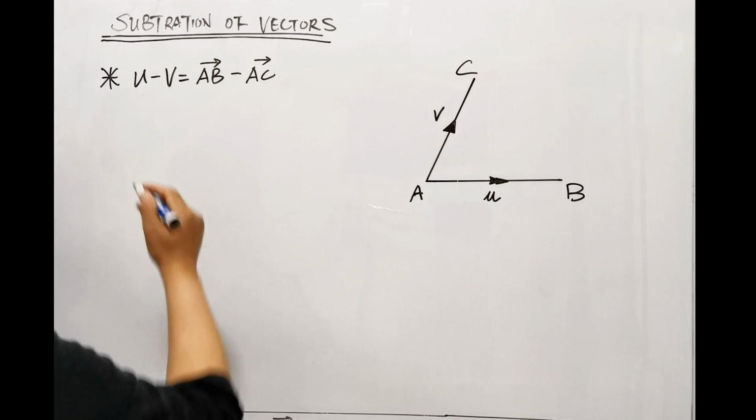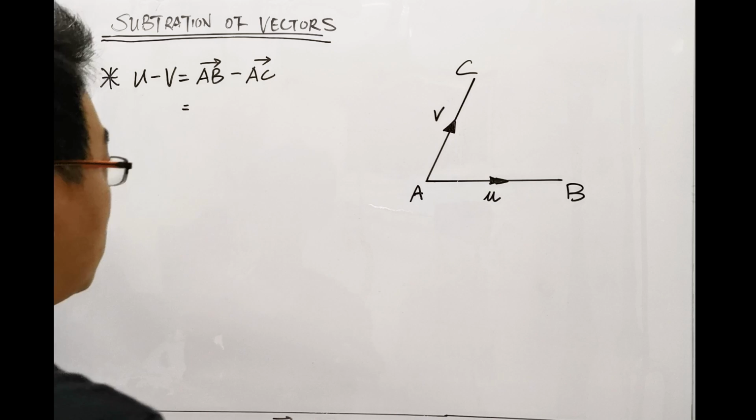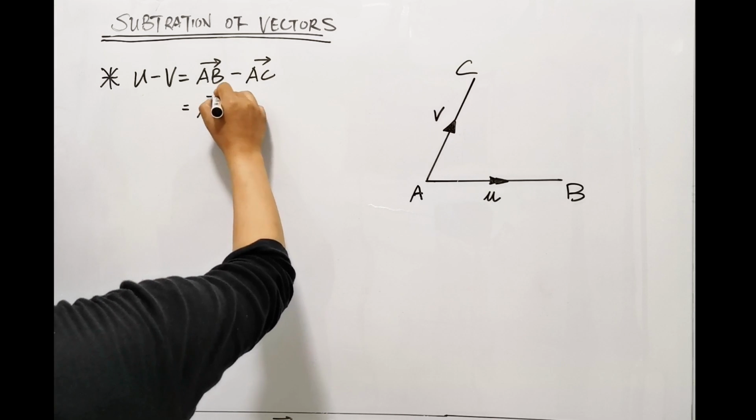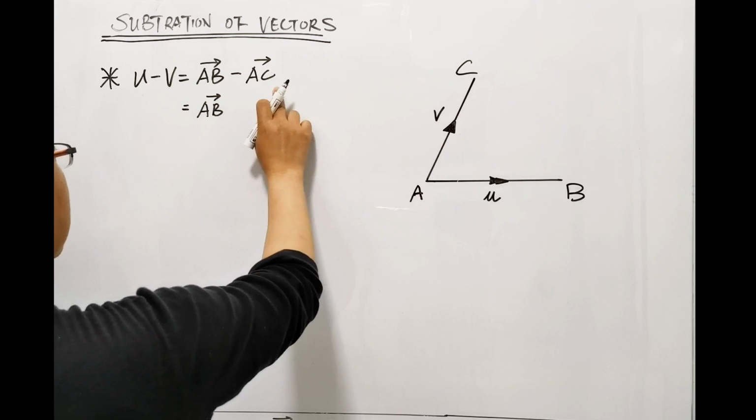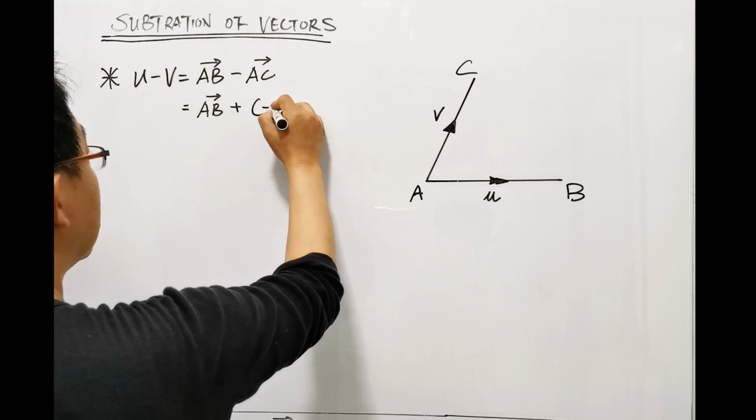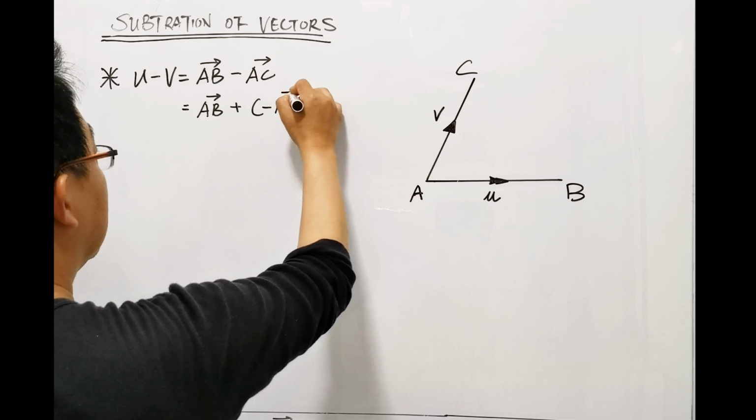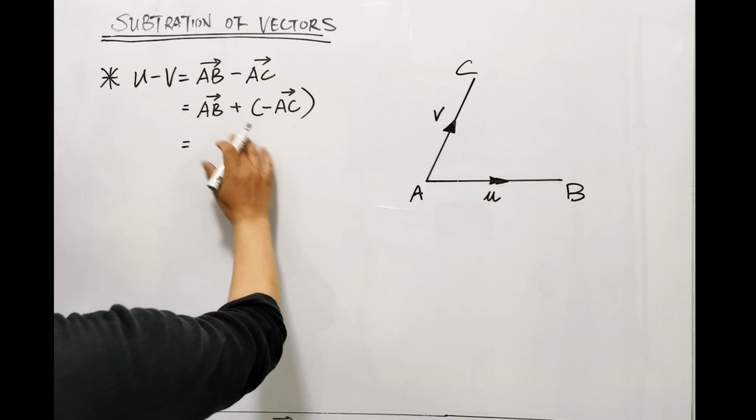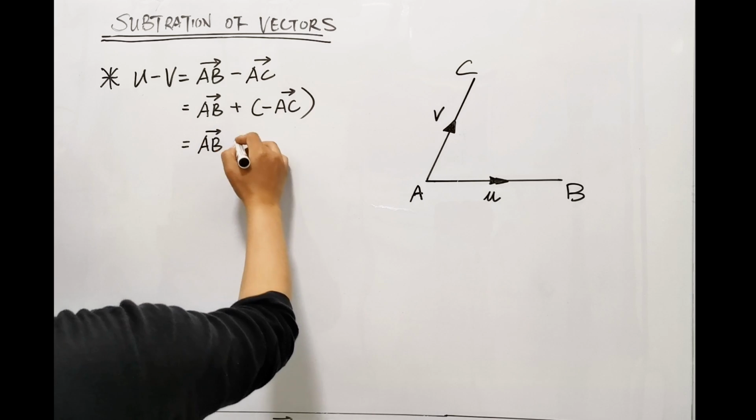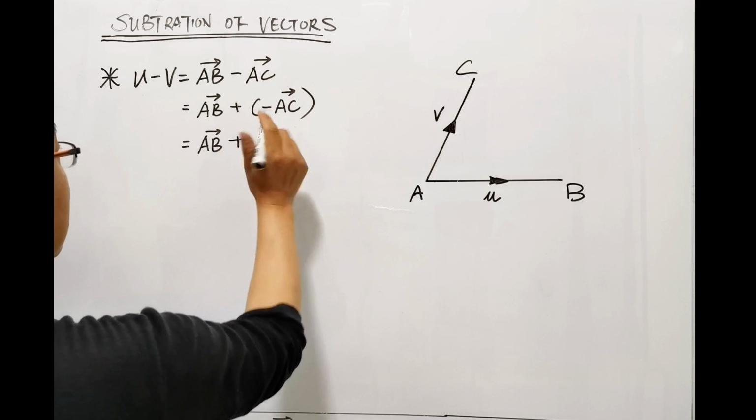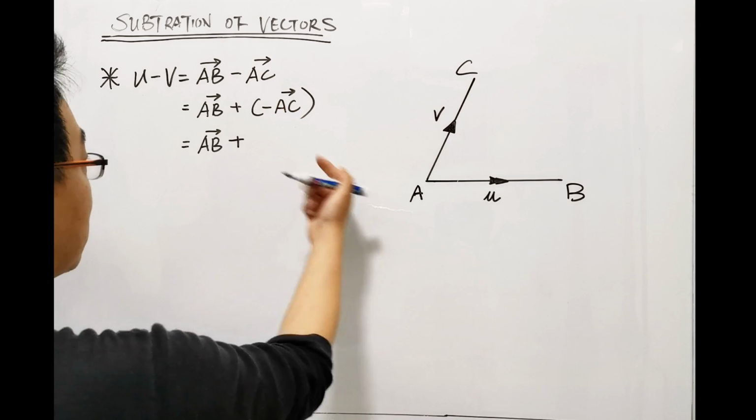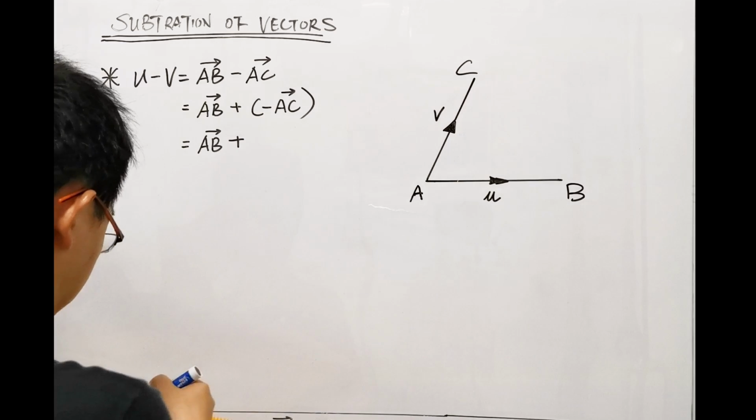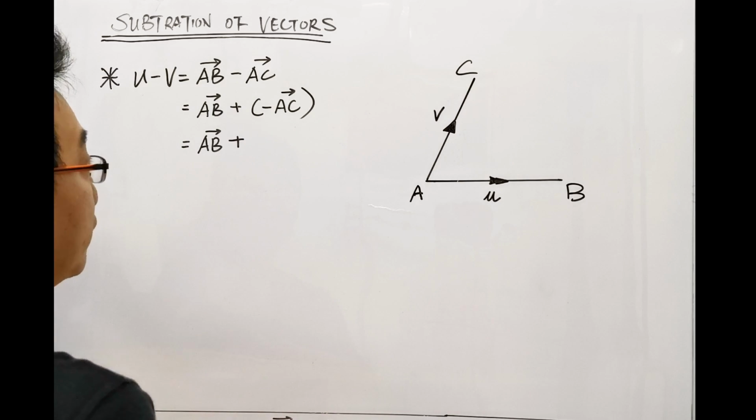Let's continue. Because we know AB minus AC, we can write it this way. Then AB plus, because this is the negative vector. Just now we discussed the negative vector. So when we minus it, it will be in the other direction, so we can express it in this way.